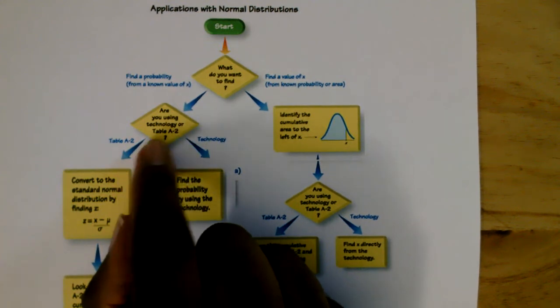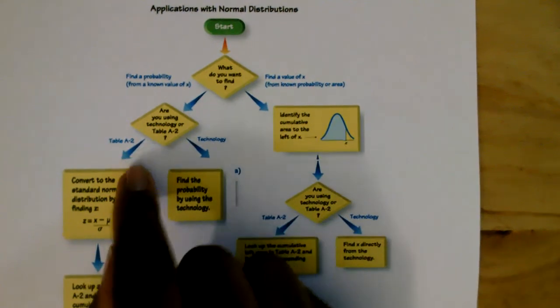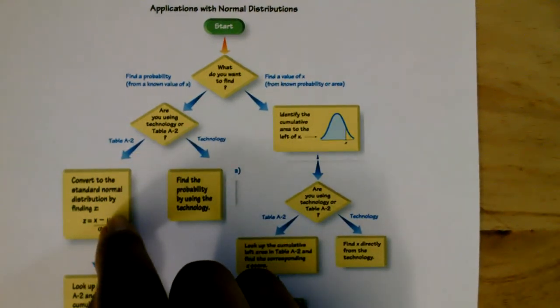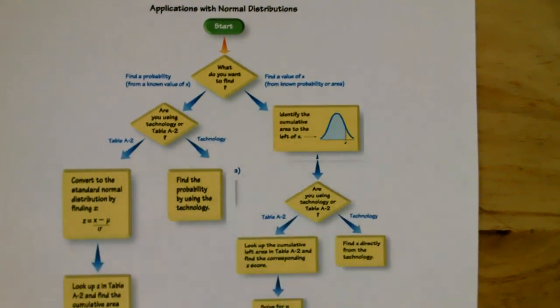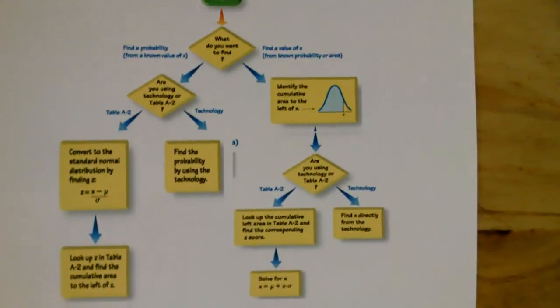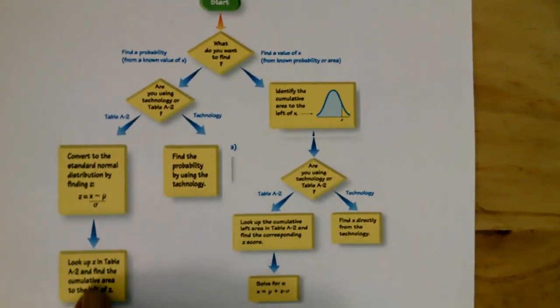Now, if you're using table A-2, like we did in this video, then you're going to convert to a standard normal distribution by finding z first, using the formula z is equal to x minus mu divided by sigma. And then you look up your z in table A-2 to find the cumulative area to the left of z. And if it's the area on the left you're looking for, you use that value. If it's the area to the right, then you have to subtract 1 minus that cumulative area from the left.